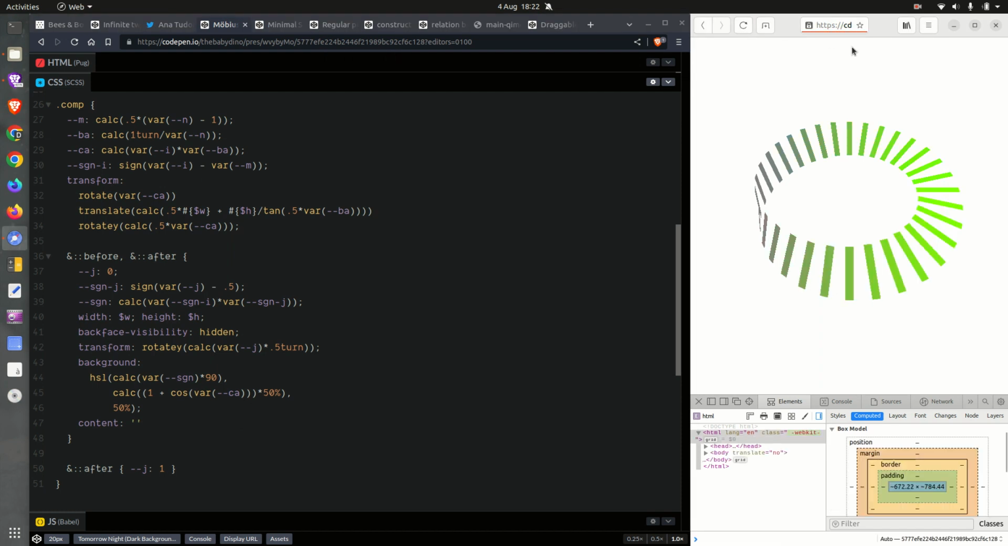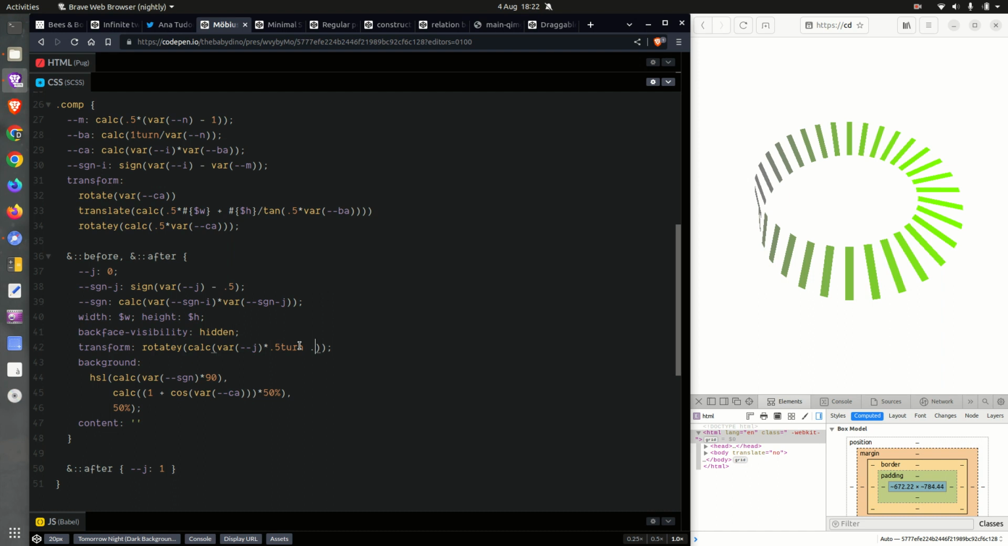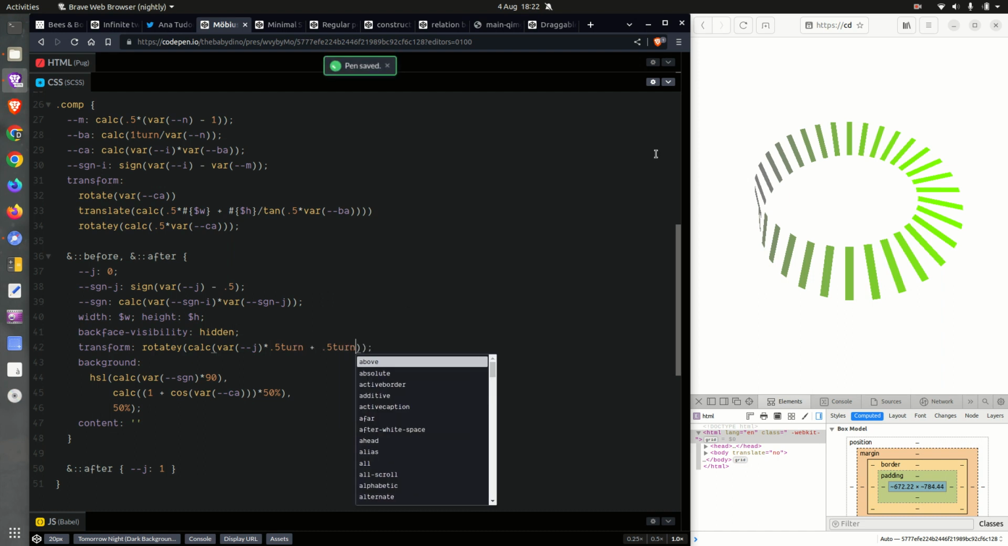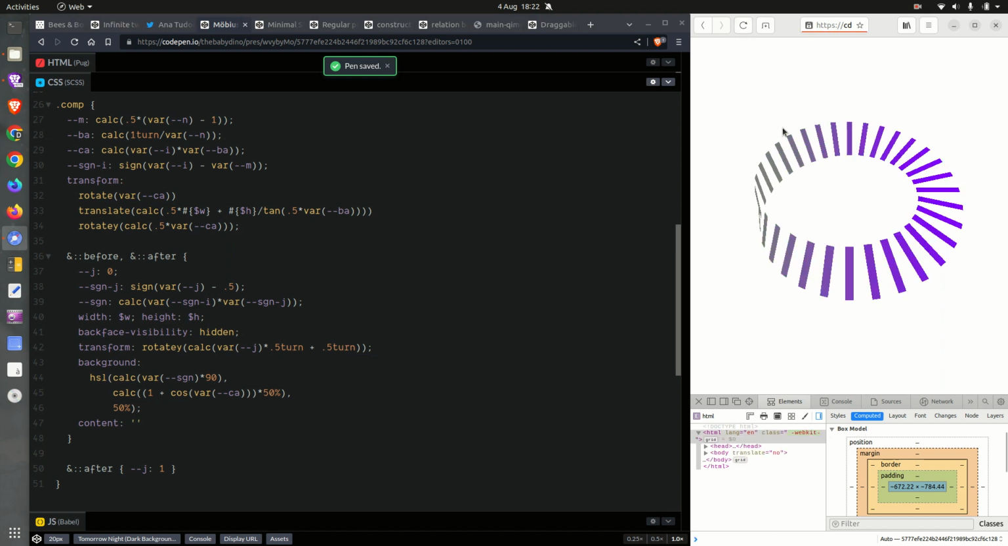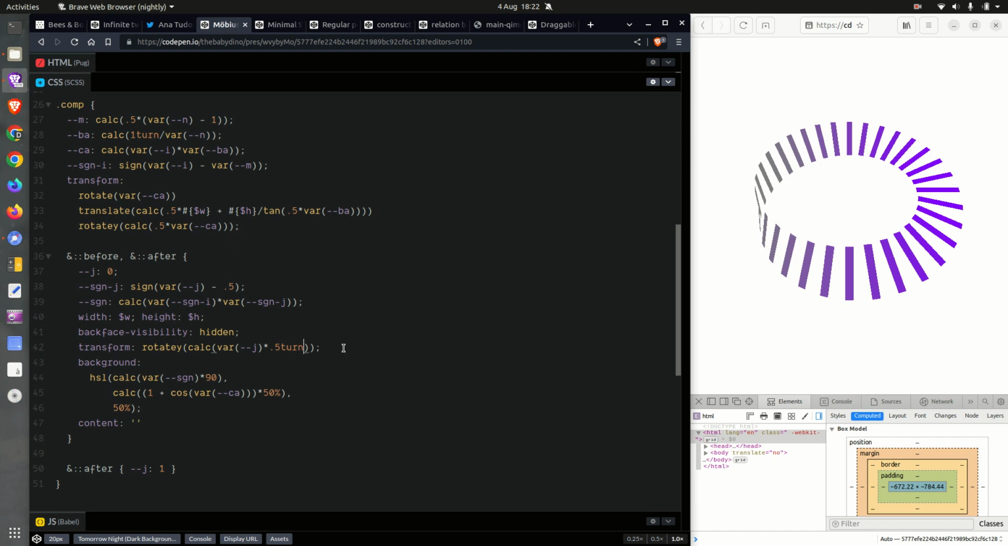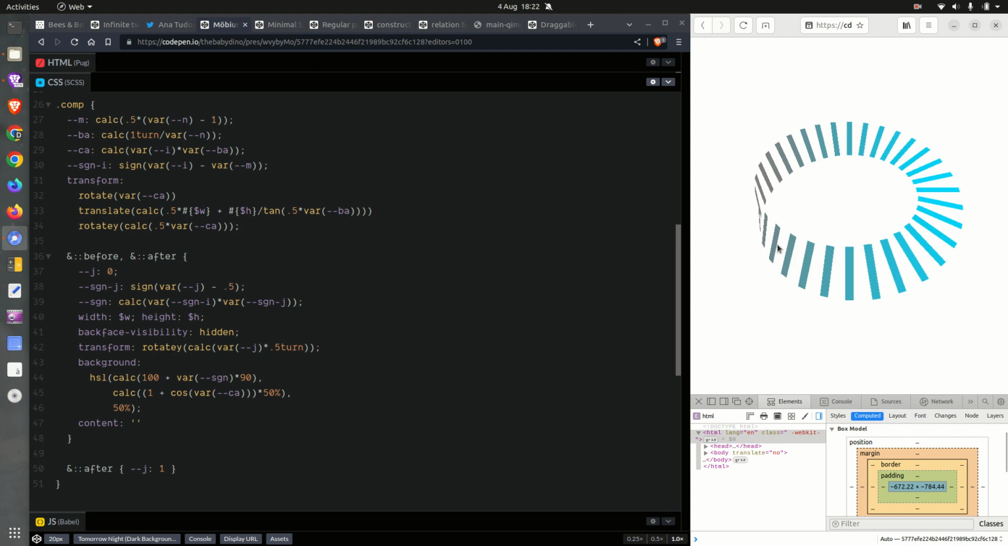So let's see it. And you can see how we always see the same color. And if we were to add half a turn here, we're going to get the opposite. Okay, let's get rid of that. And we want to get the colors. So something like that. Okay, we have our blue.